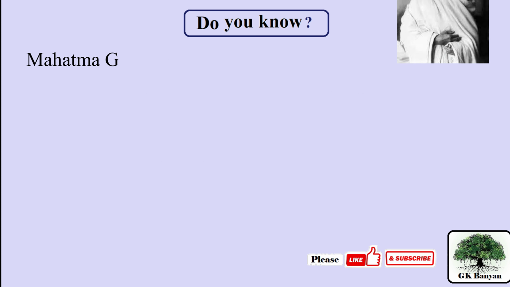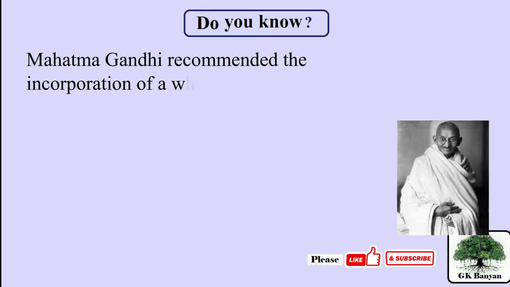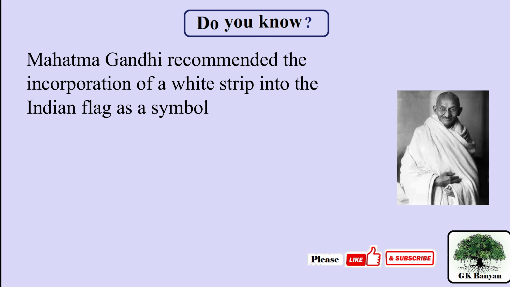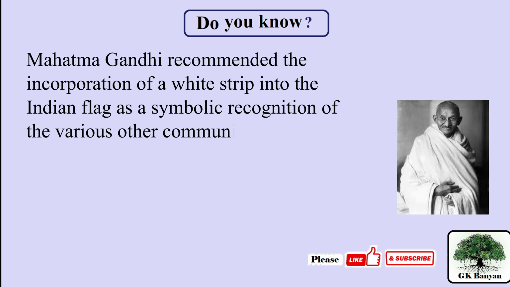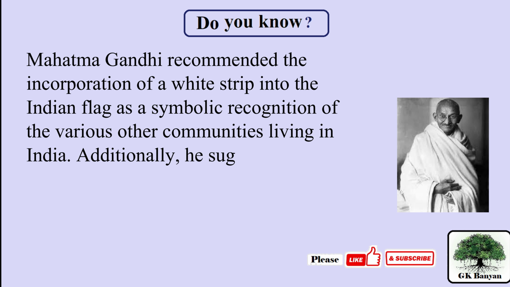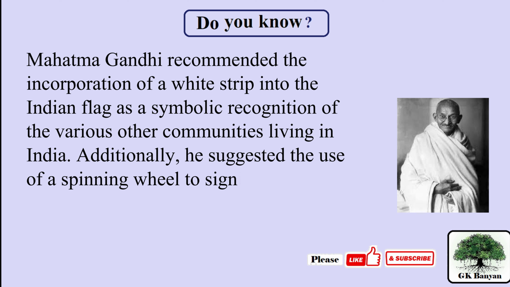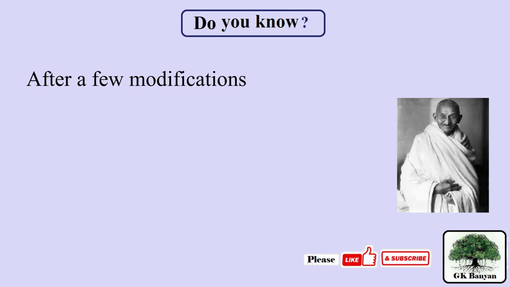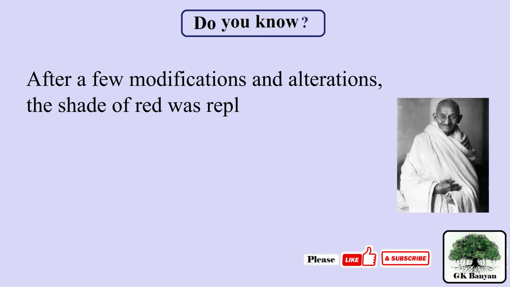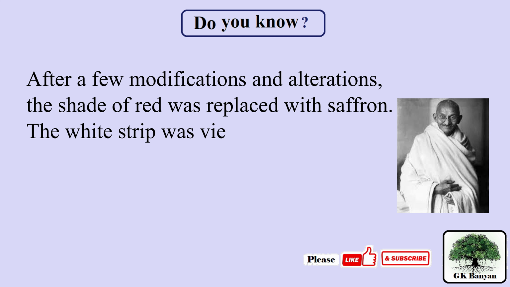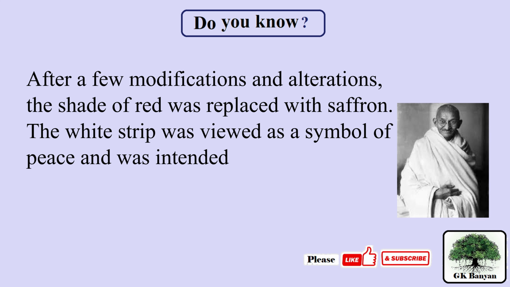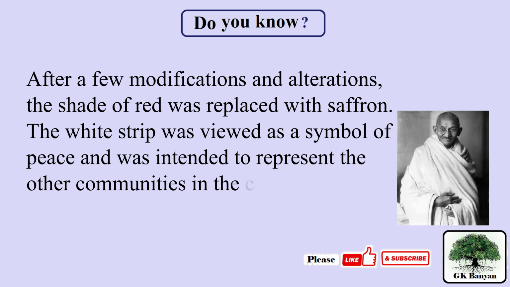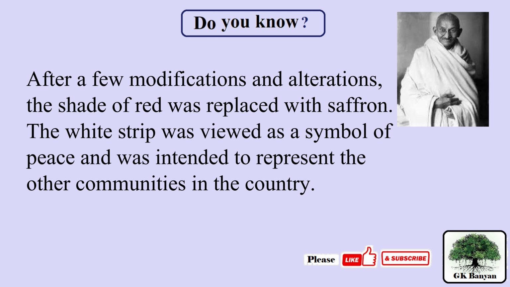Mahatma Gandhi. Mahatma Gandhi recommended the incorporation of a white strip into the Indian flag as a symbolic recognition of the various other communities living in India. Additionally, he suggested the use of a spinning wheel to signify the development of the country. After a few modifications and alterations, the shade of red was replaced with saffron. The white strip was viewed as a symbol of peace and was intended to represent the other communities in the country.